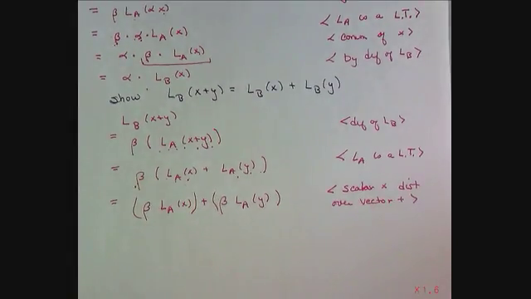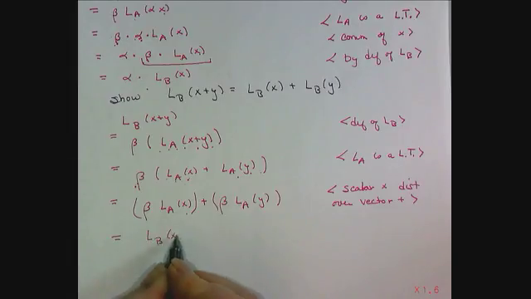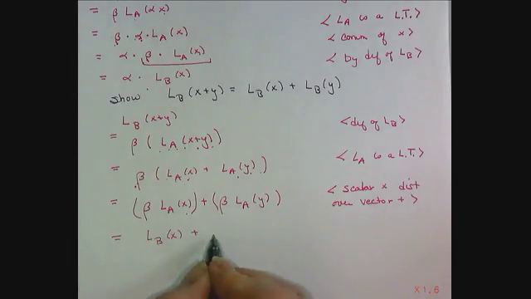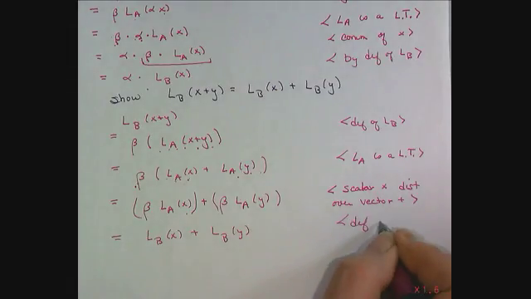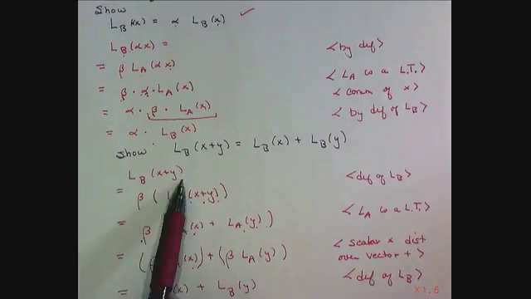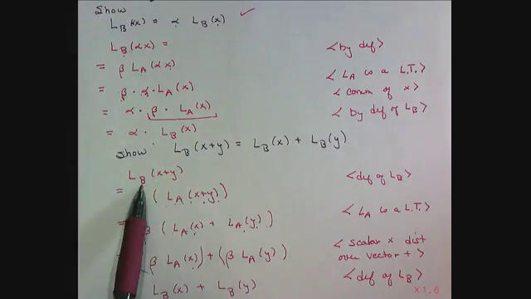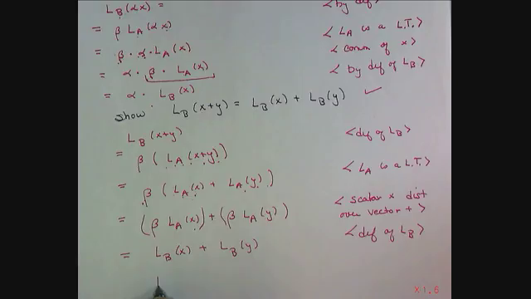So now what do I have? This piece is just L sub B of x by definition, and this piece is L sub B of y by definition. So actually I'm done because I've just proven for all vectors x and y, L sub B of x plus y is L sub B of x plus L sub B of y. Okay, that means that L sub B is a linear transformation.